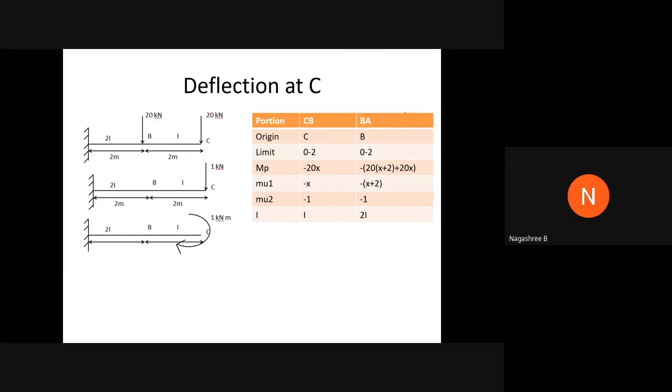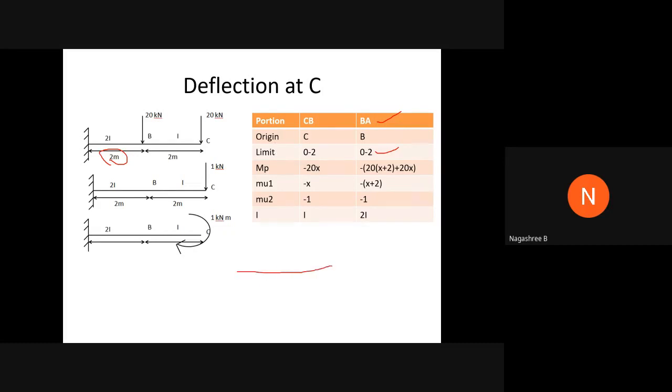Okay, so the next point I have taken into consideration is BA. For BA, B is the origin point, and the limit is between 0 and 2 meters, from B to A. I have taken it as a separate entity. Now, I need to calculate the value of the moment due to BA.